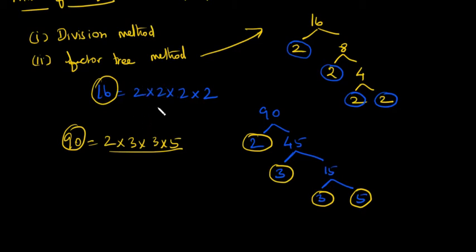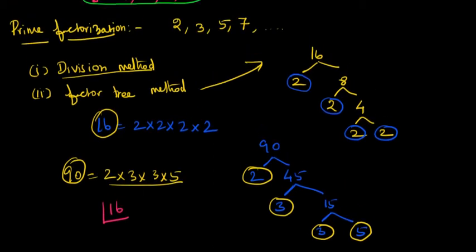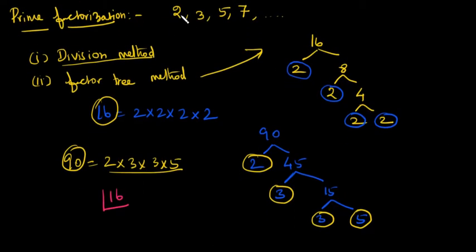This method is called factor tree method. In this method, what do we find? We find prime factorization. So how will you find the product of prime numbers? Using division method. So the same 16 I am going to take. I will start with the smallest prime number. What is the smallest prime number? 2. So I am going to divide by 2 now.